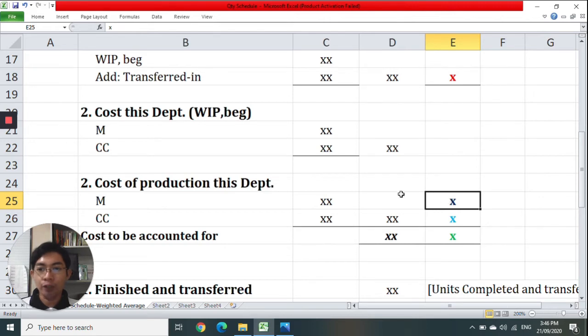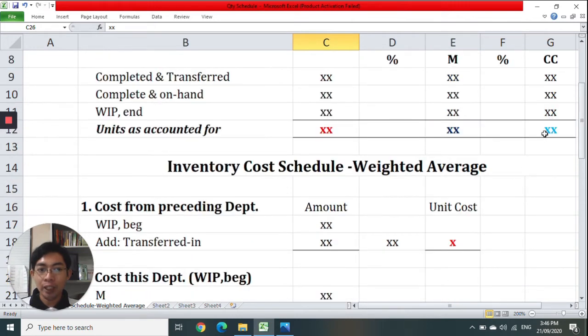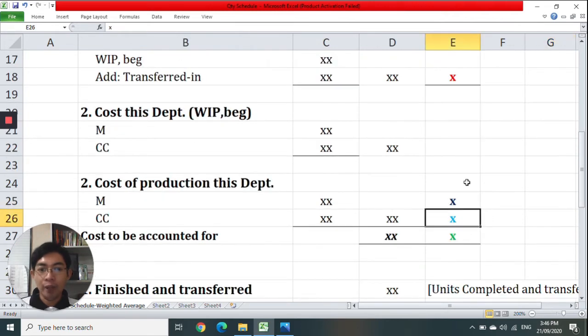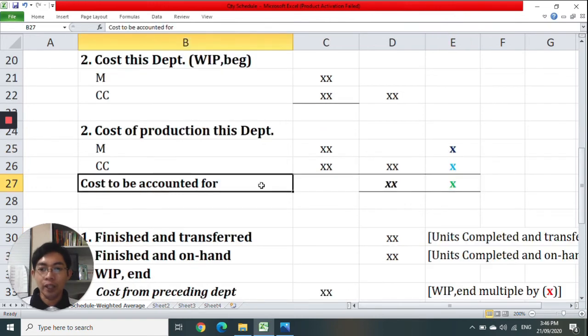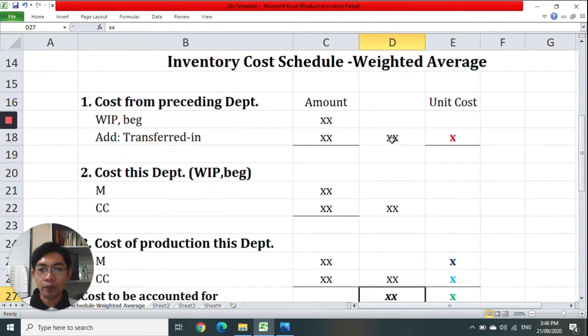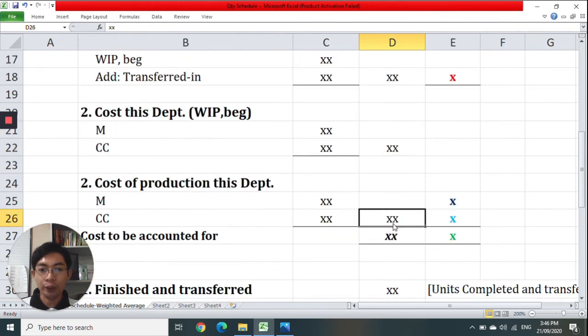Next we have the conversion cost. We add the conversion cost WIP beginning and the conversion cost of this department. Then we divide it by the EUP of the conversion cost to arrive at the unit cost. When we add the unit cost of material and unit cost of conversion cost, we arrive at this color green, total unit cost this department. So as you can see, we add your cost from preceding department, cost this department WIP beginning, and cost of production this department. We arrive at cost to be accounted for.